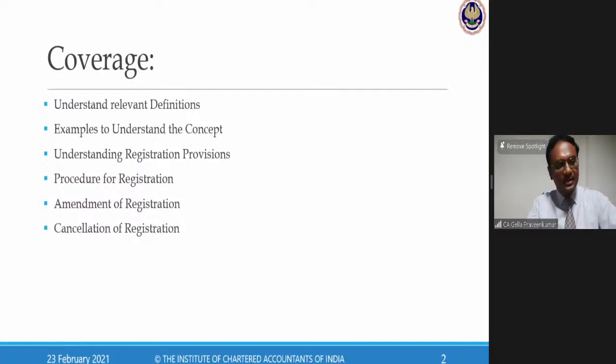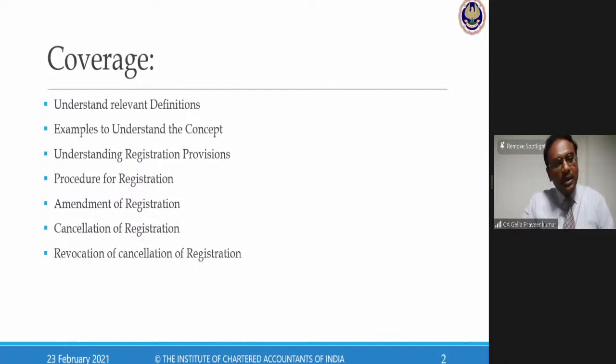Then we have cancellation of registration. This is one hardcore topic as of today, for those suppliers who have taken a registration but have failed to file their returns under GST law. So this is one important aspect with respect to cancellation: when a proper officer, or a GST officer, can do the cancellation of registration.